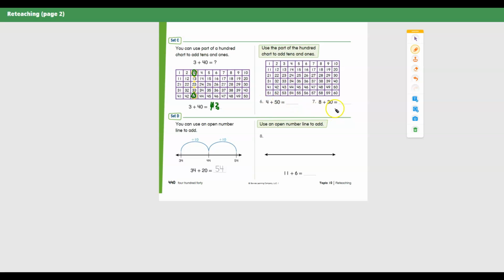For number 6 and 7, you are going to use the part of the hundred chart to add the tens and ones. For number 6 and 7, I would begin with the smaller number on the hundreds chart, then count by tens until you reach where you are supposed to be. Here you are adding by 50, which is 5 tens, and on number 7 you are adding by 30, which is 3 tens. Use the hundred chart to help you solve above.